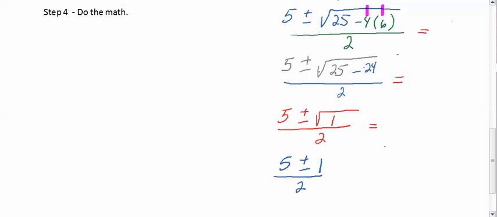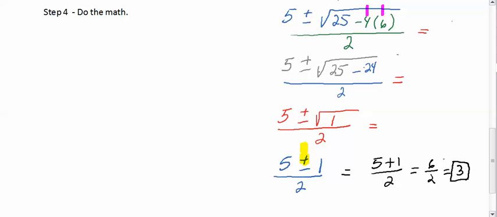Okay, now the next part. We have 5 plus 1 over 2, and I got that from here. So 5 plus 1 over 2. 5 plus 1 is 6. 6 over 2 is 3. That's one of my answers.